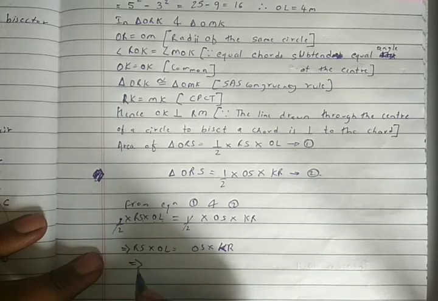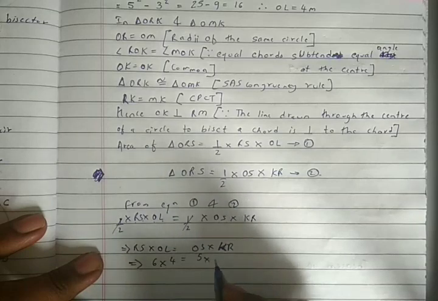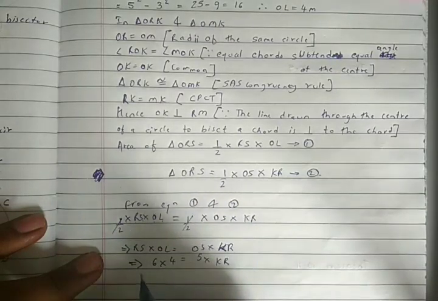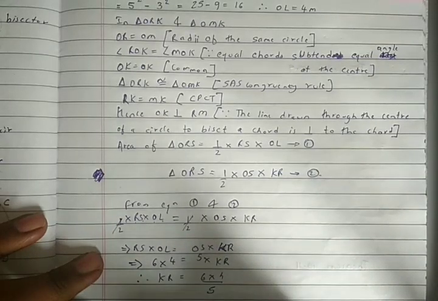And this is equal to 6 into 4 equal to 5 into KR. Therefore, we will find the value of KR equal to 6 into 4 divided by 5, that is equal to 24 divided by 5. If we do, we will get that answer as 4.8 meters.